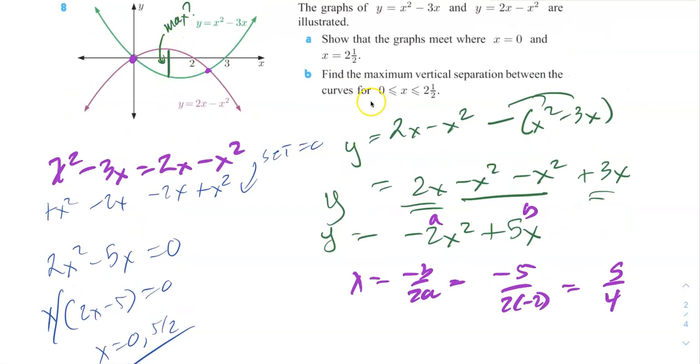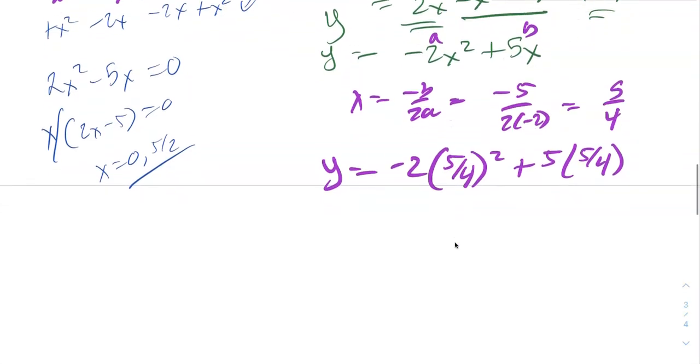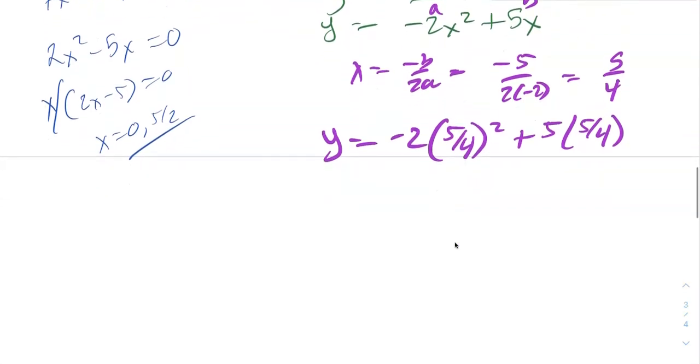I want the max separation though, so I've got to substitute that back into my equation. So I get y equals negative 2 times (5/4) squared plus 5 times 5/4. Again, we could use our calculator for this. I've been doing it by hand just to practice, but feel free to use a calculator. So let's simplify this by hand one last time.